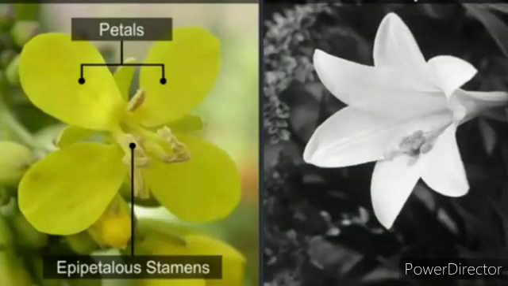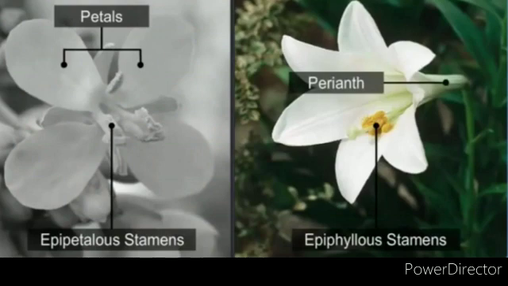When stamens are attached to the petals, the corolla, the colorful part, they are called epipetalous. Example, brinjal. When the stamens are attached to the perianth, perianth means calyx and corolla together, no separate structures, that is called epiphyllous. Example, lily.